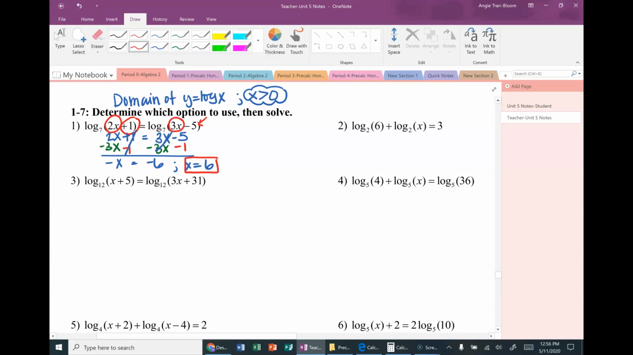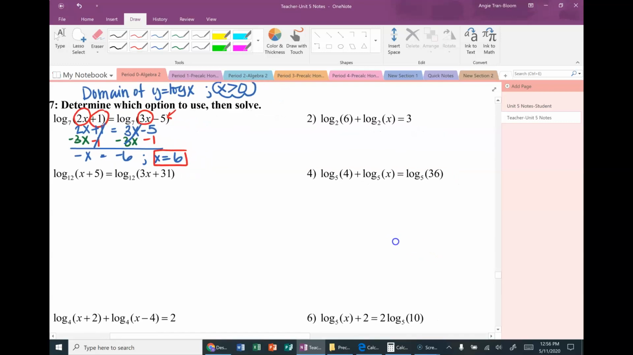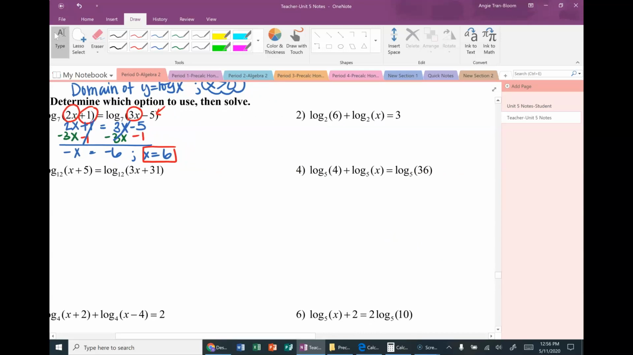Number 2, you have 2 logs, but the 3 does not have a log. So you may not drop the log from the first 2 terms. You have to condense that. It will be log base 2. It's an addition, so that becomes 6 times x equals 3. Can you see that this has 1 log on the left, but no log on the right? So, again, I'm repeating, you may not drop the log.